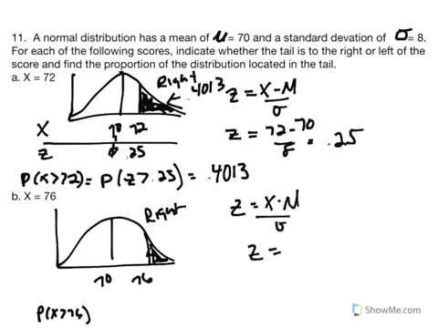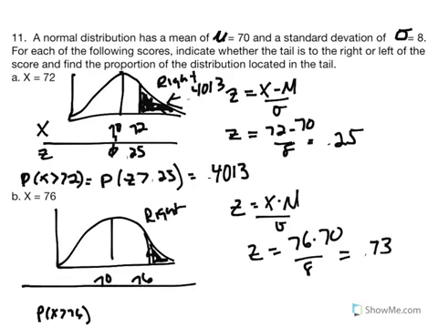Replace values, so z is equal to 76 minus 70, divide by 8, and so if we do the math, again 76 minus 70, divide by 8, we would find that a score of 76 is 3/4 of a standard deviation unit above the mean. So again, this is my z, this is my x, so 0.75.